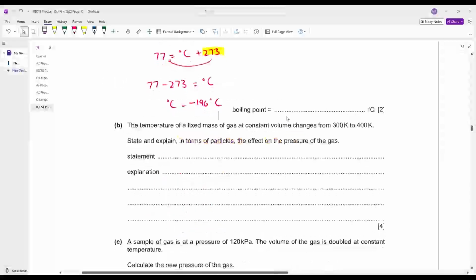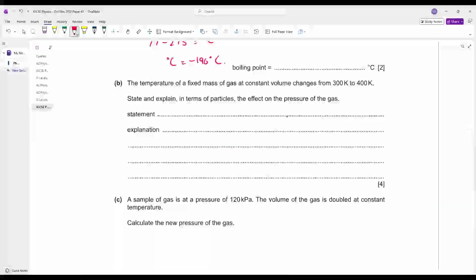Let's move ahead. The temperature of a fixed mass of gas at constant volume changes from 300 kelvins to 400 kelvins. So what is your temperature doing? Your temperature is increasing. State and explain in terms of particles the effect on the pressure of the gas. The pressure increases. Now, what will be the explanation?